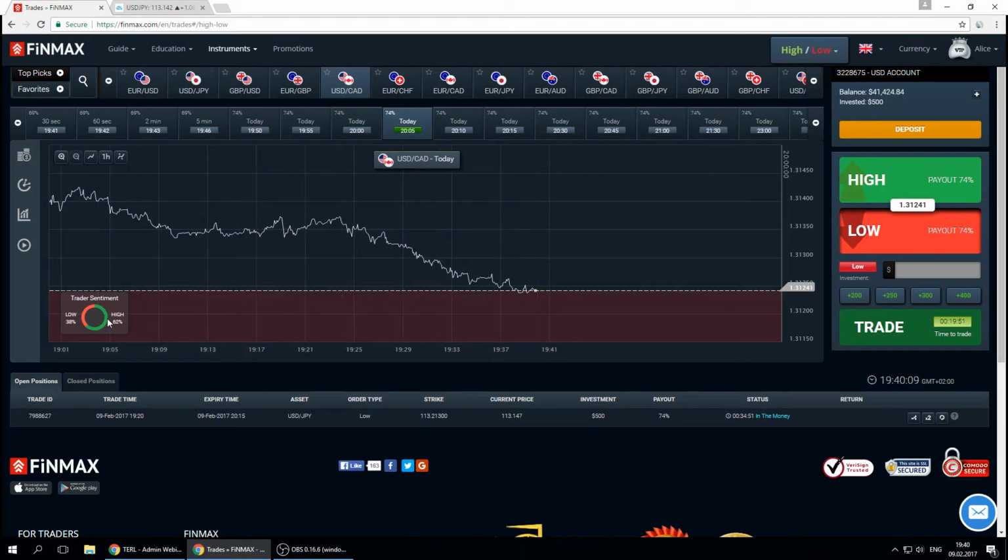It doesn't tell you to open this or that trade. You just see what is more popular right now. Here to the left, you see this menu that allows you to do a couple of different things on the platform.